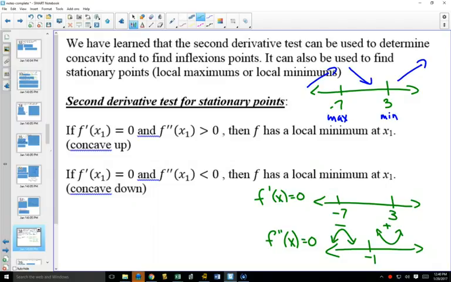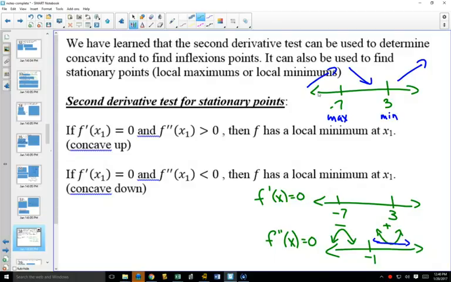Can you see that if it's concave down like this, the only way that it could be flat is if it was at a maximum. The only way that your first derivative could equal 0, meaning your tangent line is flat, is if that was a maximum. And the only way that you could tell at 3 that this has to be a minimum, if it's concave up like this, the only way your tangent is ever equal to 0 is if it's at a minimum.